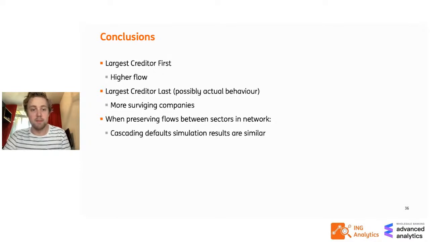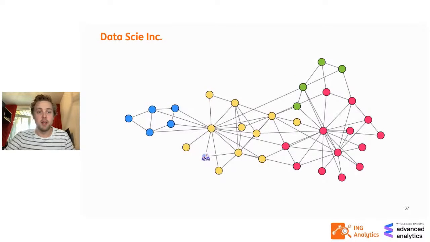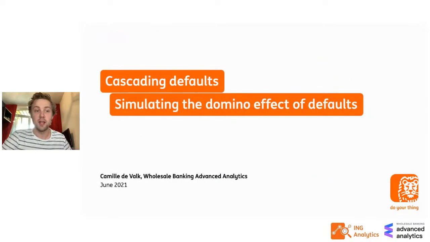And with that, I want to conclude and maybe show again our company, which was at risk or not at risk. So it matters for this company where in the financial network it is and who the neighbors are. And that's what we've shown in this presentation on cascading defaults, simulating the domino effect of defaults. If there are any questions, please ask them in the comments, and I'm happy to answer them.